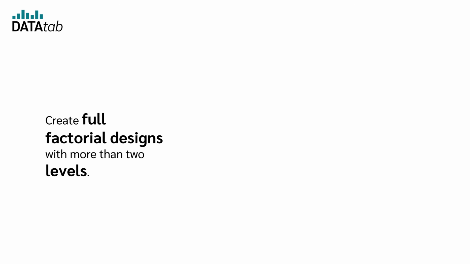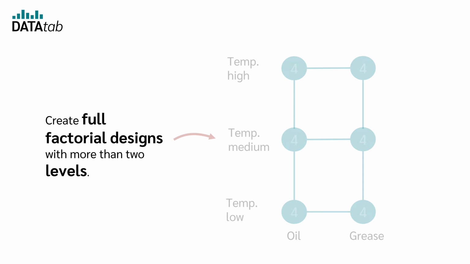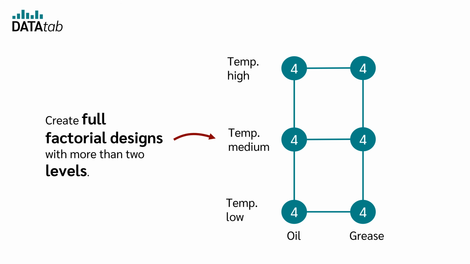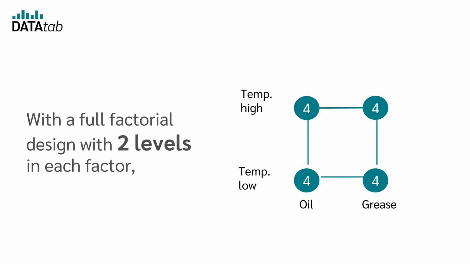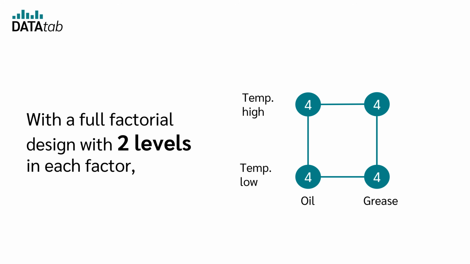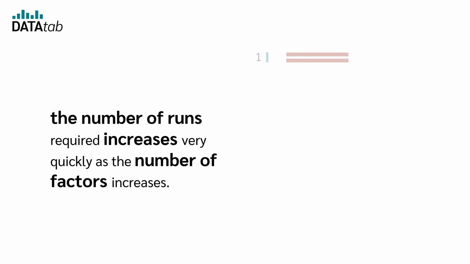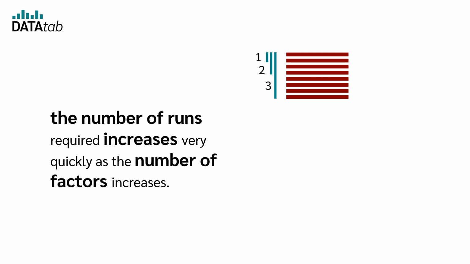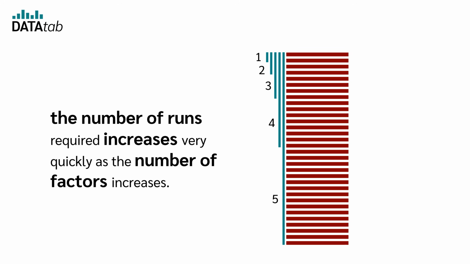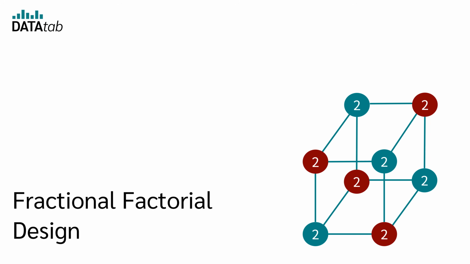Of course, we can also create full factorial designs with more than 2 levels. For example, the temperature factor could have 3 factor levels: low, medium and high. However, as mentioned at the beginning, even with a full factorial design with 2 levels in each factor, the number of runs required increases very quickly as the number of factors increases. Let us therefore now take a look at the fractional factorial design.